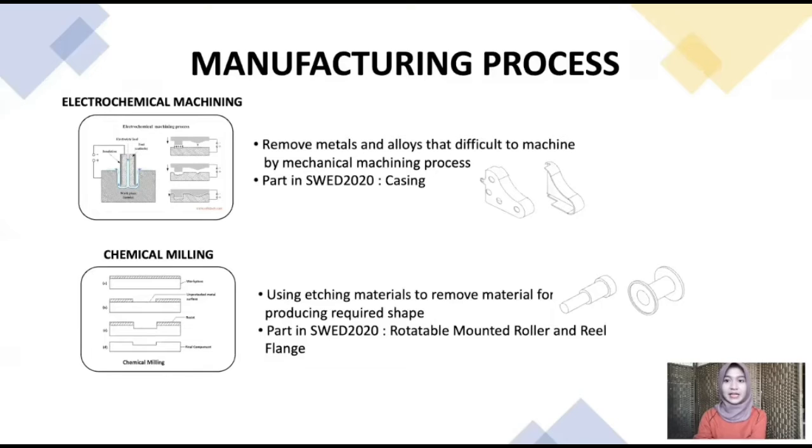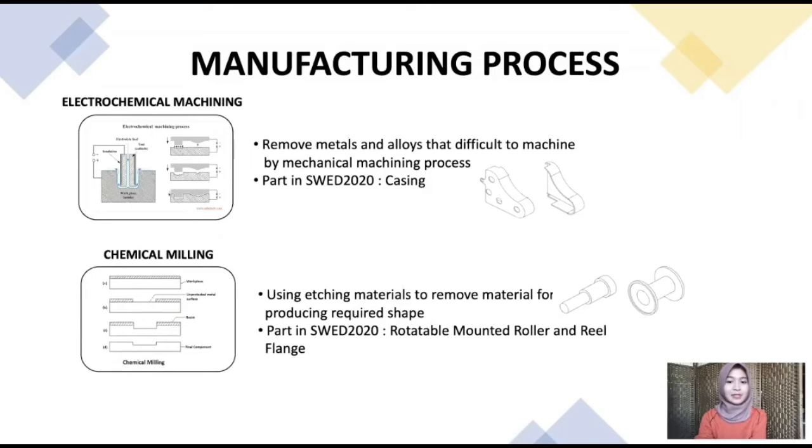Manufacturing processes that involve Swed 2020. The first process is electrochemical machining, or ECM. It is used to remove metal and alloys which are difficult or impossible to machine by mechanical machining processes. The part of Swed 2020 that will involve this process is the casing, as the ECM process can machine configurations beyond the capability of conventional machining processes, and is very accurate.